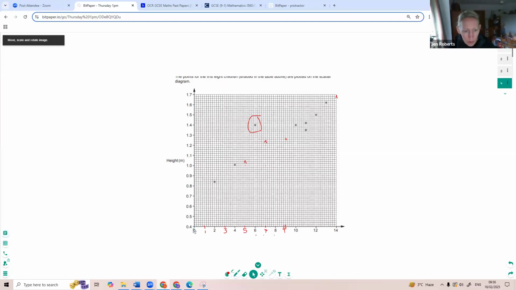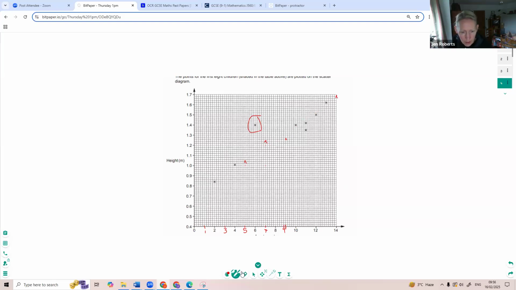Right, it's a line of best fit. It does not have to go through this bottom corner. It has to go through most of your points and follow the same general direction of your crosses.